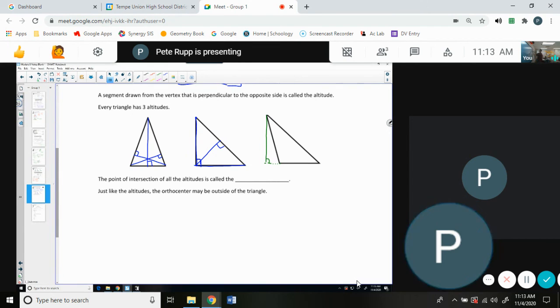I'm going to switch colors to do the other one so they don't get all confused here. So that's that one. This one I would have to extend also because it's going to drop down here perpendicular like this. And then the last one, that one's not bad. It goes in the middle here. So those are the altitudes of the triangle. And the point of intersection of the altitudes is called the orthocenter.